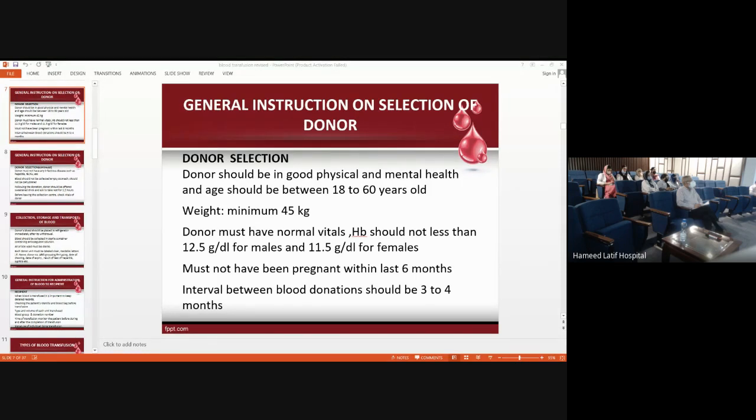Complication of blood transfusion. Despite multiple tests, checkups, and inspection, blood transfusion can cause complications. Classification based on etiology are immune-mediated reactions, non-immune mediated reactions, infectious complications. Immune-mediated reactions can be hemolytic transfusion reaction, febrile non-hemolytic transfusion reaction, allergic reaction, anaphylactic reaction, post-transfusion purpura, alloimmunization.